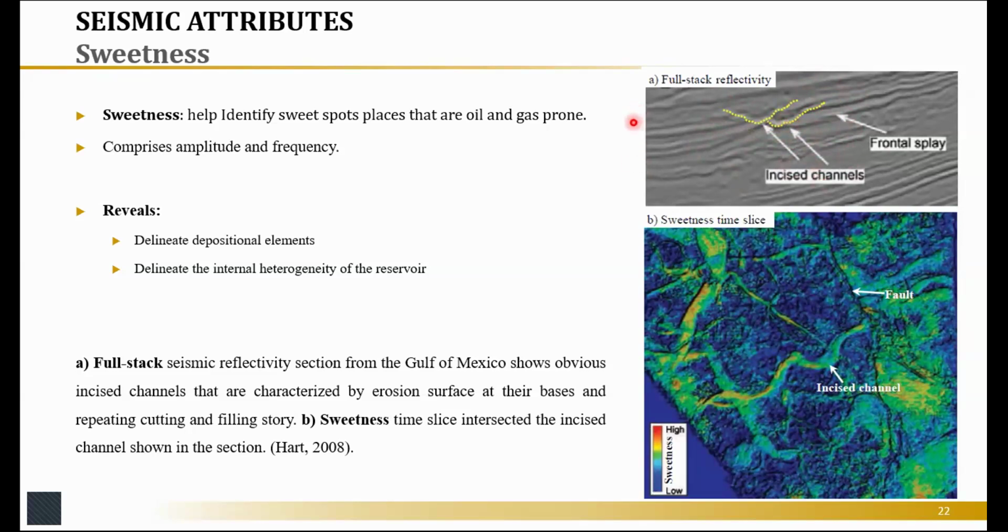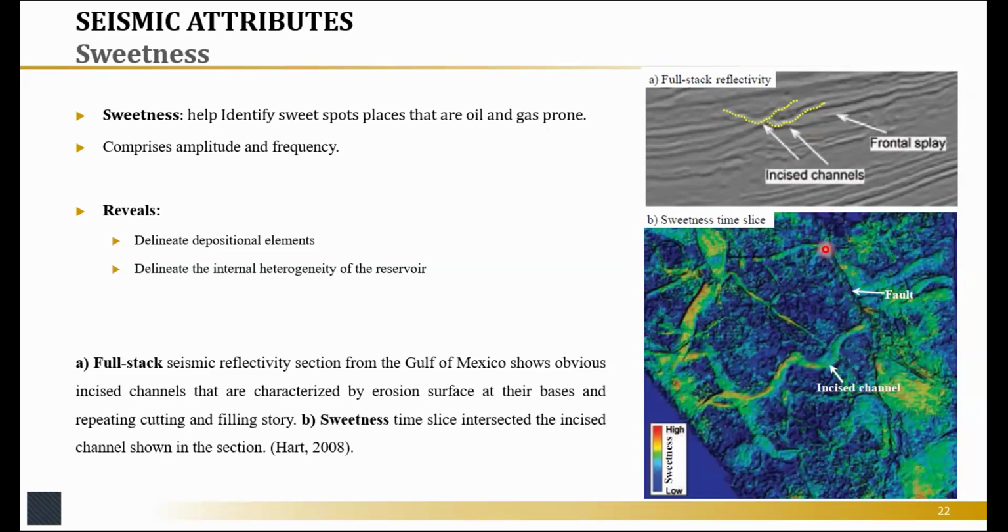So we try to extract the sweetness for a time slice or horizon slice here. This will be like the result here. You can identify that it's very, very clear. You have the incised valley here, and also you have a fault cut here.